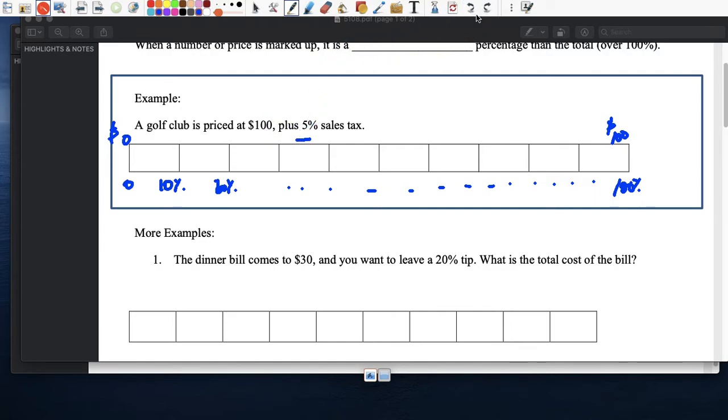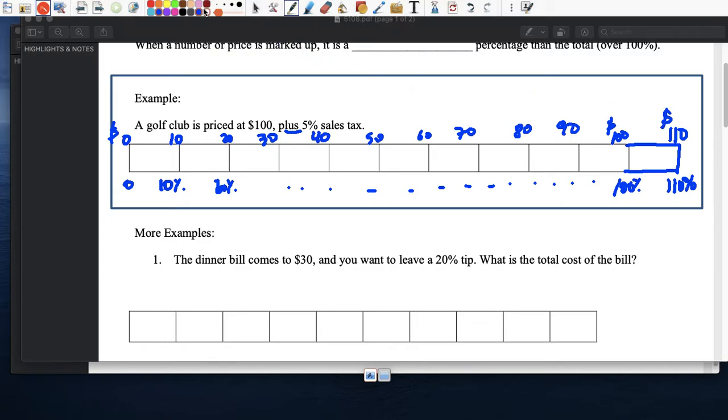Now let's see what 10% is. There's 100 in total, 10 boxes. So each 10% is $10: 10, 20, 30, 40, and so on, 70, 80, 90, 100. But it says plus 5%. So over here, let me add a full box. If I do 100 plus 10%, that would be 110%, and $100 plus 10% would be $110.